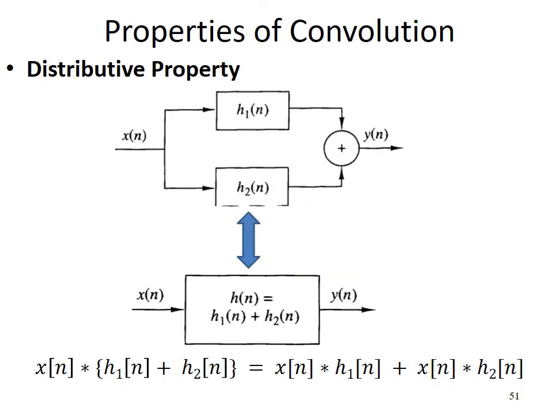And the third property is the distributive property, and this is when systems are connected in parallel. So when two systems are connected in parallel, h1 of n and h2 of n, the resultant impulse response of these systems would be simply the sum of h1 of n and h2 of n.